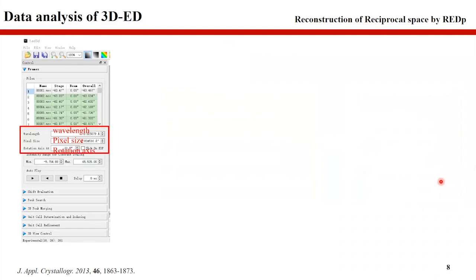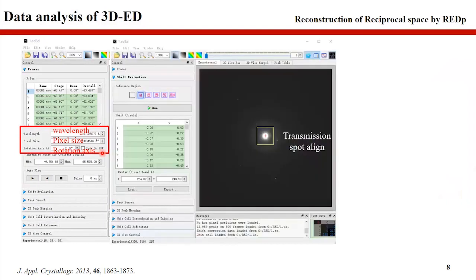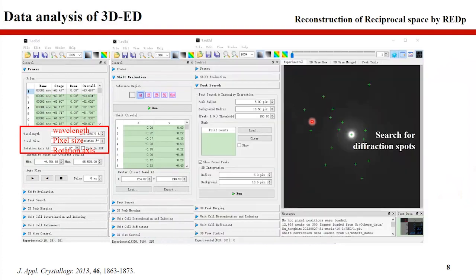For example, here, I have a general reconstruction workflow on the EDP software. We need to input the data collection parameters and also input the data itself. The parameters include the wavelength, camera pixel size, and the rotation axis of the goniometer. And then the transmission spot is aligned, followed by the search for the diffraction spots.